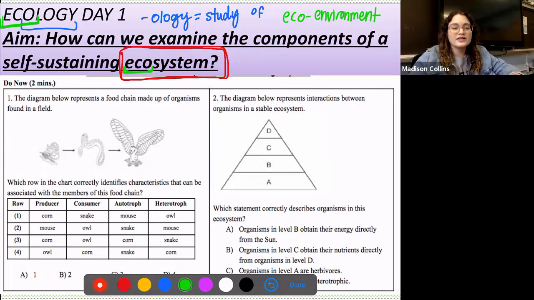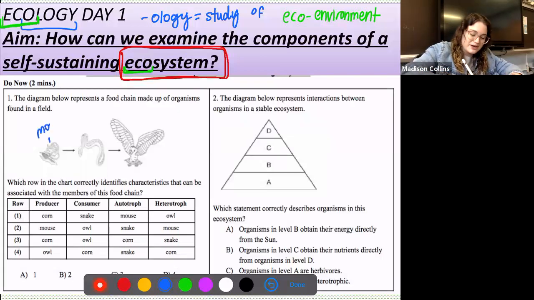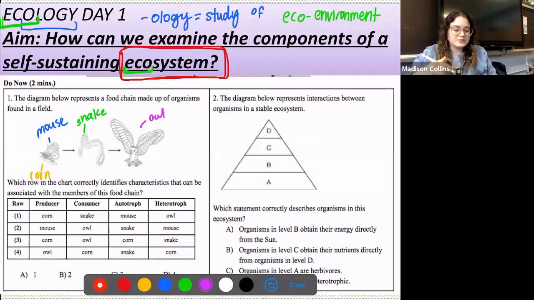All right, number one. The diagram below represents a food chain made up of organisms found in a field. Now, this picture, for whatever reason, did not copy well. This unidentifiable blob in the front is supposed to be a mouse eating a piece of corn. That is not what it looks like. But now that we've established that, you've also got a snake, and this bird is an owl. Okay, and using this picture, we are asked, which row in the chart correctly identifies characteristics that can be associated with members of this food chain?